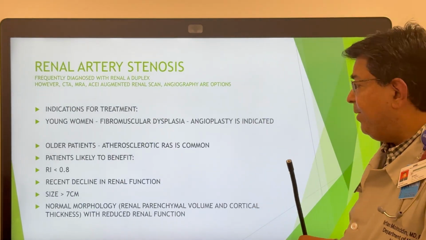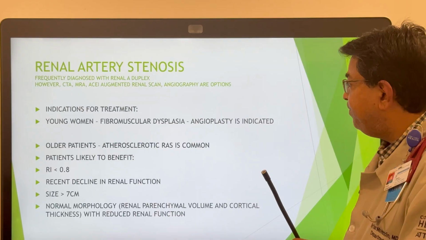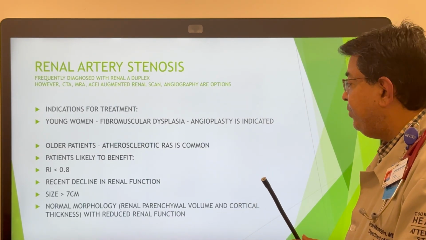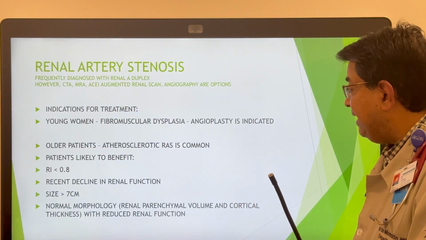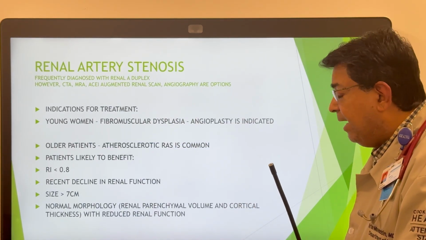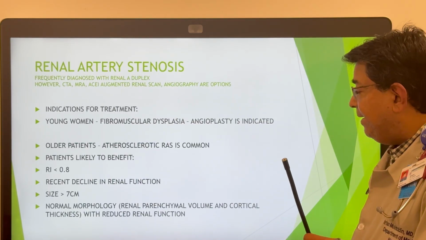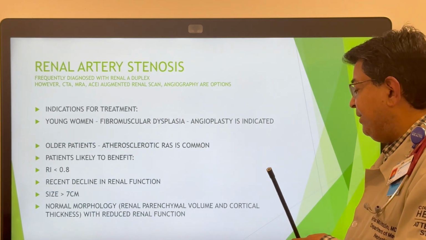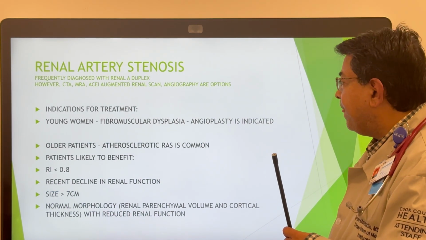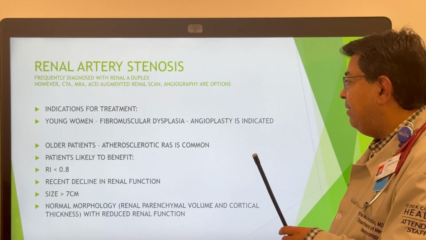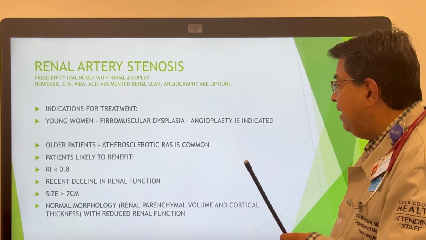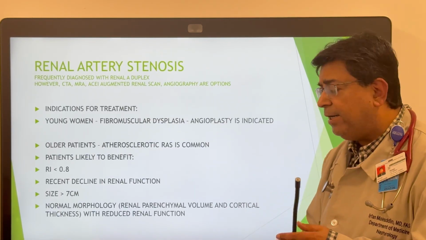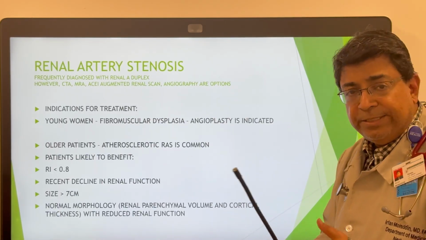So I'll briefly talk about renal artery stenosis. In young women, renal artery stenosis is usually fibromuscular dysplasia, and angioplasty is indicated. In other patients, you may diagnose renal artery stenosis either via renal artery duplex or CT angiogram or MRA, or rarely ACE inhibitor augmented renal scan or angiography. So once you diagnose renal artery stenosis, who deserves intervention?